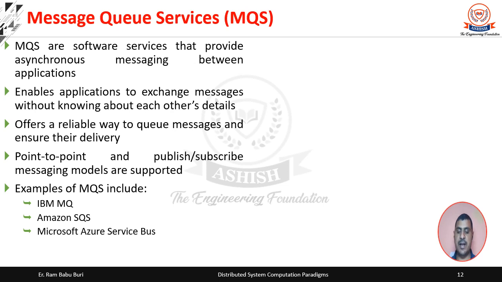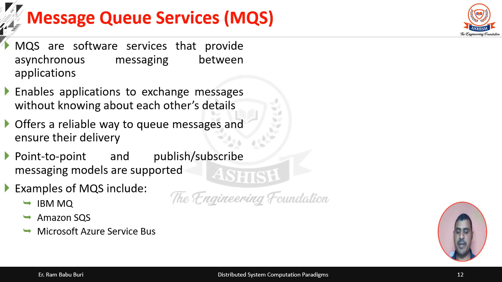MQS offers a reliable way to queue messages and ensure their delivery. Even if the receiver application is unavailable when the message is sent, the MQS will queue the message and deliver it to the receiver application when it becomes available. MQS supports both point-to-point and publish subscribe message models.